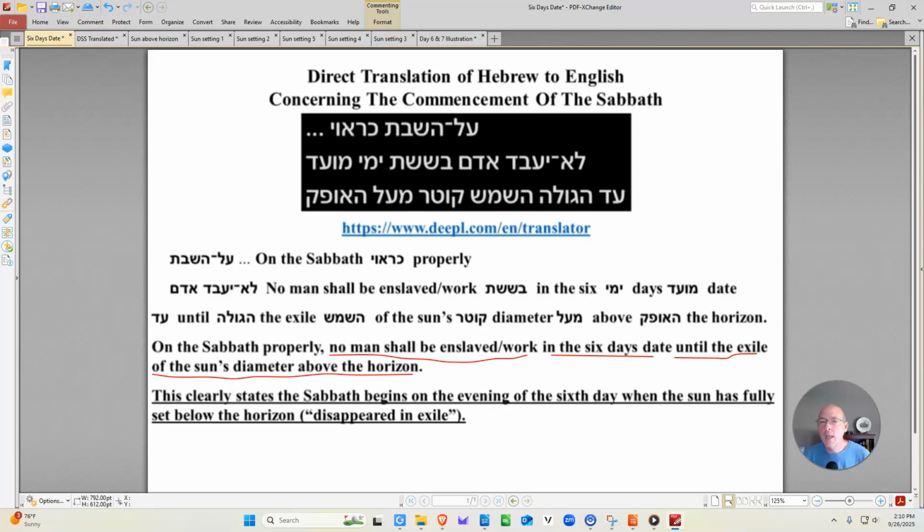So no man, let me just read it one more time. I know it's redundant, forgive me, but I think this passage in the Dead Sea Scrolls has much more to do with ending a Sabbath and when a man can go back to work, how you end a Sabbath, and has nothing to do with how you begin the Sabbath as it has been translated. So let me just read it again. To keep the Sabbath properly, no man shall be enslaved or made to work in the 6 days' date until the exile of the sun's diameter above the horizon. That's what I think this passage is all about.